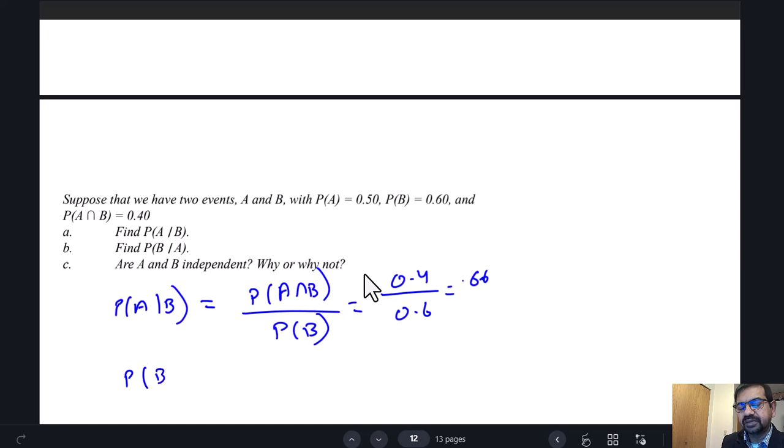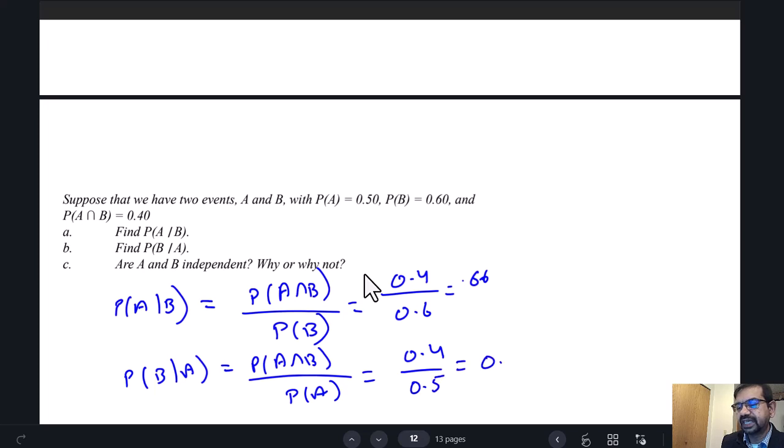On the other hand, probability of B conditional on A is probability of A intersection B divided by probability of A. A intersection B is 0.4 and probability of A is 0.5. So the answer is 0.8. And are A and B independent? Again, they're not independent because probability of A is not the same as probability of A conditional on B. So here probability of A was 0.5 and probability of A conditional on B is 0.66.